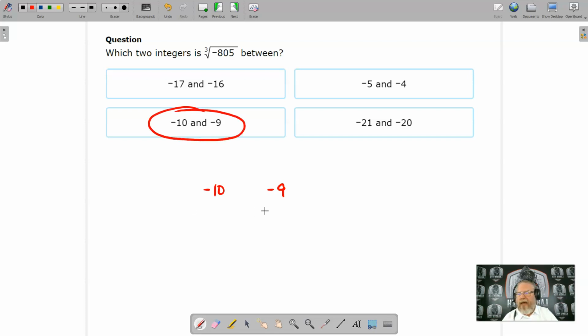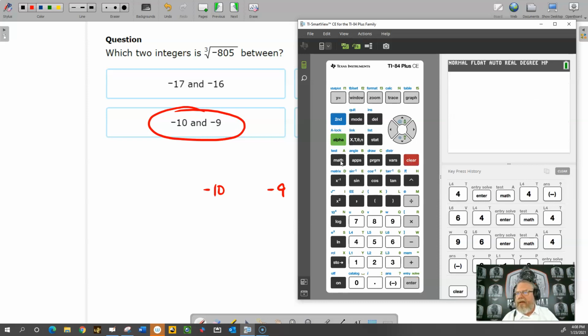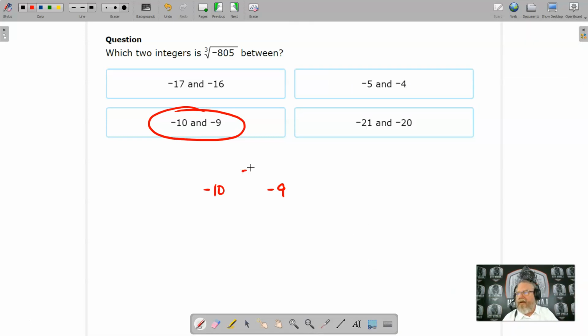We could also use the calculator again to do that. Let me pull up my graphing calculator, and we'll clear this out to get the work back at the top. Let's go to math, number 4 for cubed roots, and put in negative 805. That's going to produce an answer of negative 9.3. So that negative 9.3 is going to go somewhere on a number line right in between negative 9 and negative 10.